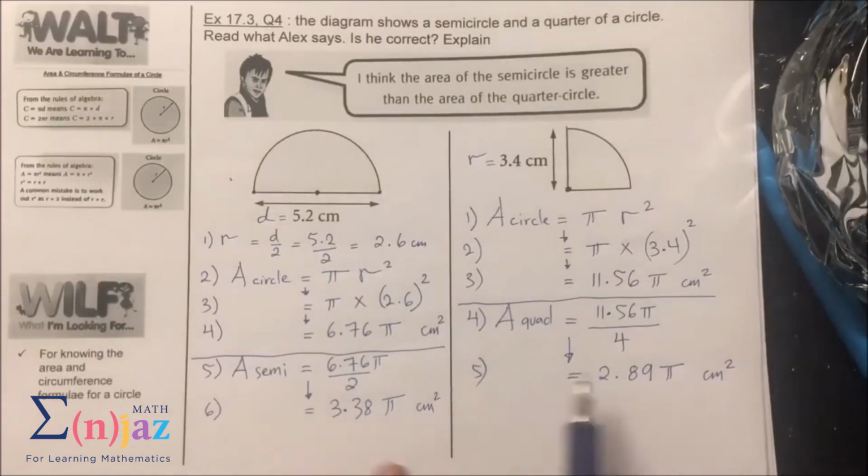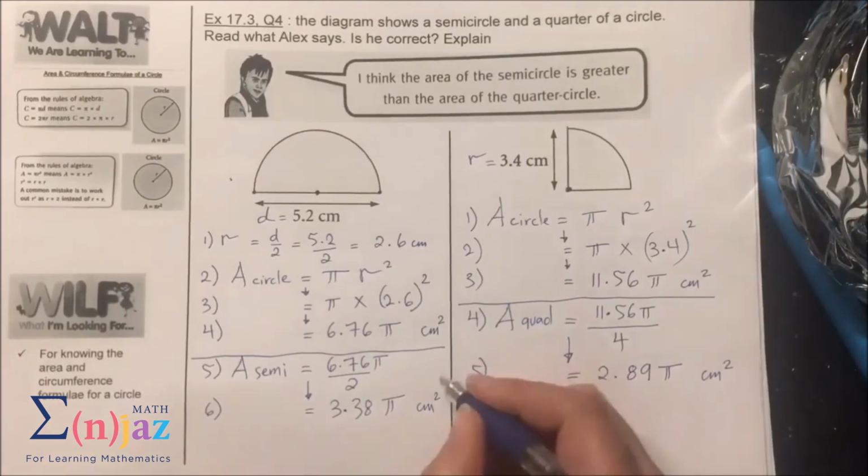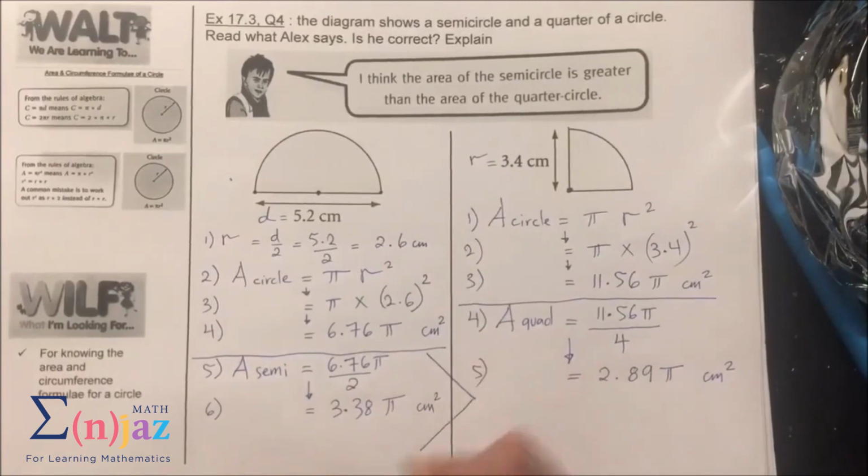Now I can compare this with this. So 3.38 pi is greater than 2.89 pi, and we're done.